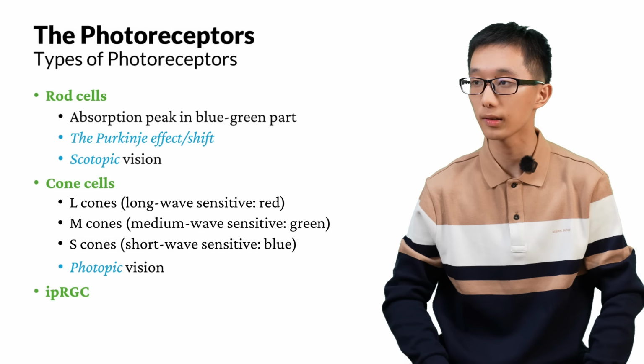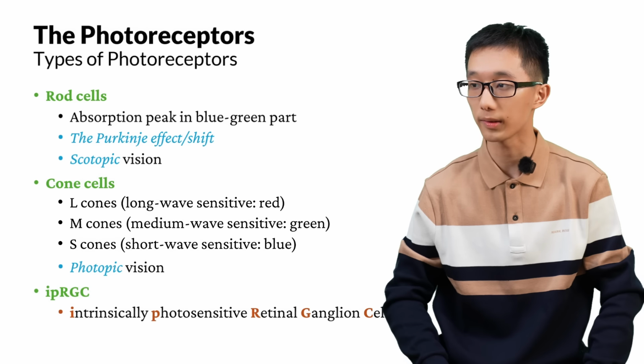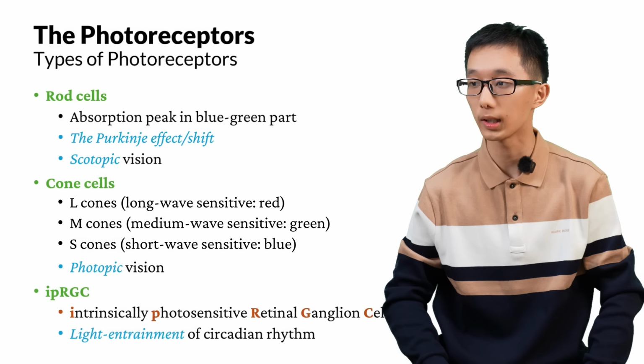And finally, there is another type of cell that is not strictly a photoreceptor, but is also sensitive to light. They are the intrinsically photosensitive retinal ganglion cells. They are responsible for the light entrainment of circadian rhythm. In other words, they sense whether it is light or dark and tell our brain whether it's day or night.